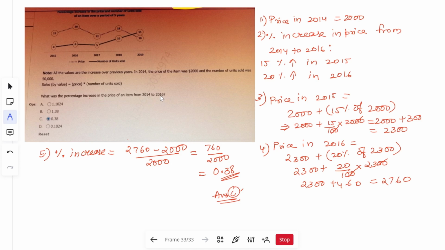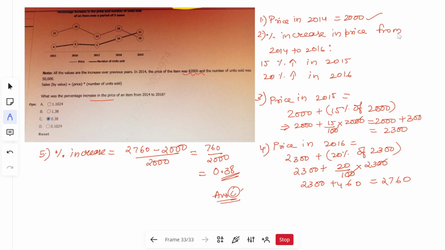what was the percentage increase in the price of an item from 2014 to 2016. Here some data is given, that is the percentage increase in the price and the number of units sold of an item over a period of 5 years. We are not concerned much with the number of items sold, because we are asked about the price and the percentage increase in the price. So first of all, the data given to us is that the price in 2014 was $2,000, right? It is given to us here.